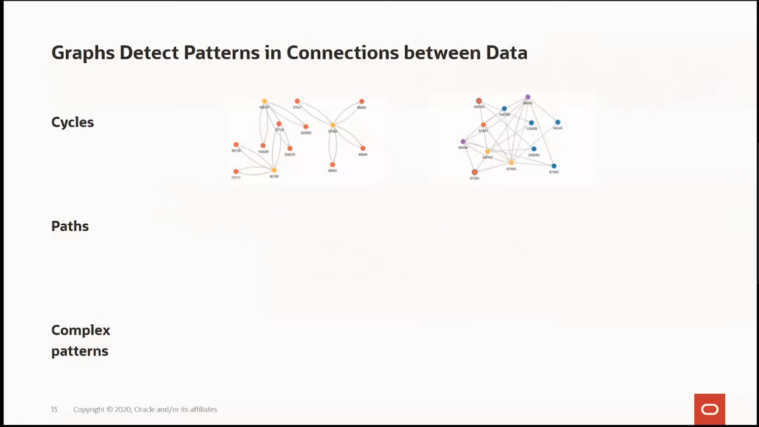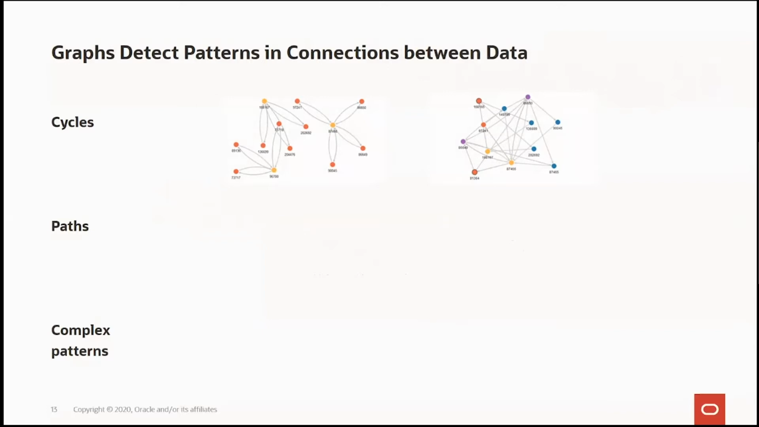So I talked a lot about connections between data entities. Graphs are really good at detecting connections and also more complex patterns. For example, cycles. This is again a very common operation in the financial services industry when they want to detect whether money moves around in a cycle.